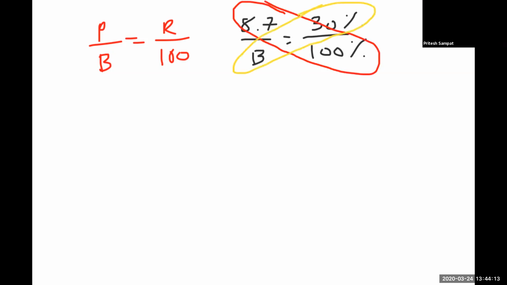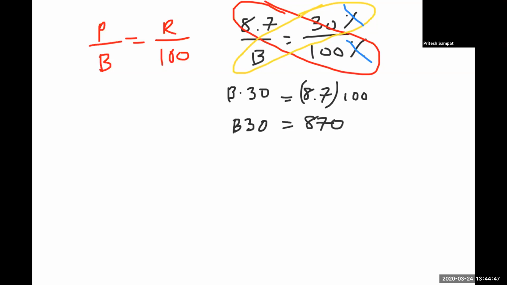Now, one thing I do know is that the percentages cancel each other out from the get-go. So if I was to set up the next line of my equation, I can have B multiplied by 30, and 8.7 multiplied by 100. So if I rewrite this now in the next line, I have B30 is equal to 870.